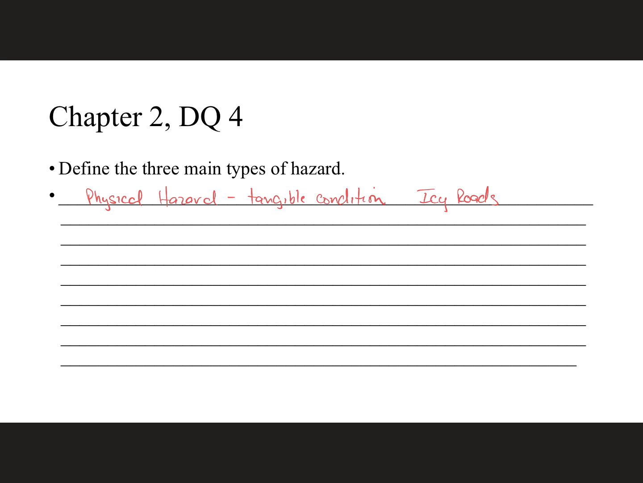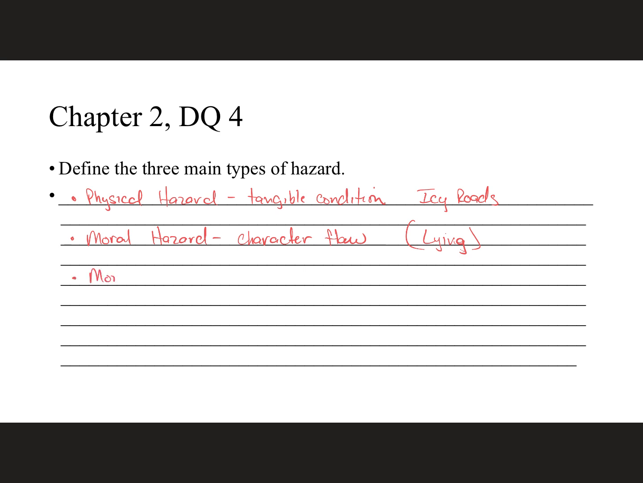And then we have moral hazard. So this is one. And this is a character flaw. And this would be, for example, lying, being dishonest, anything that then could cause someone to make a decision and then create a loss because of that.